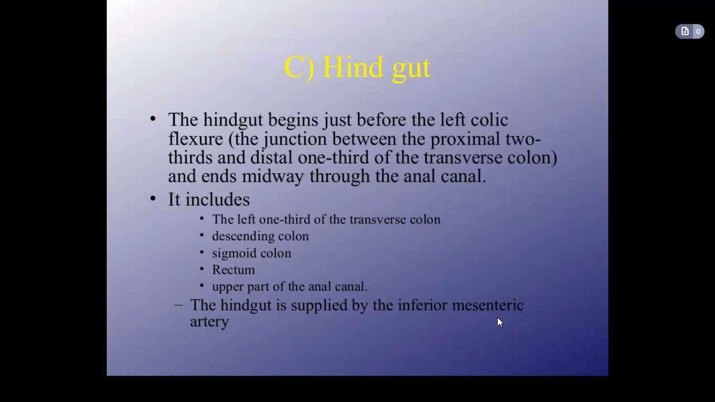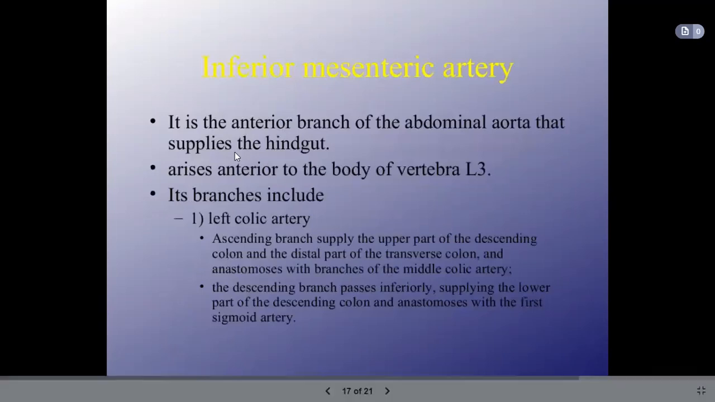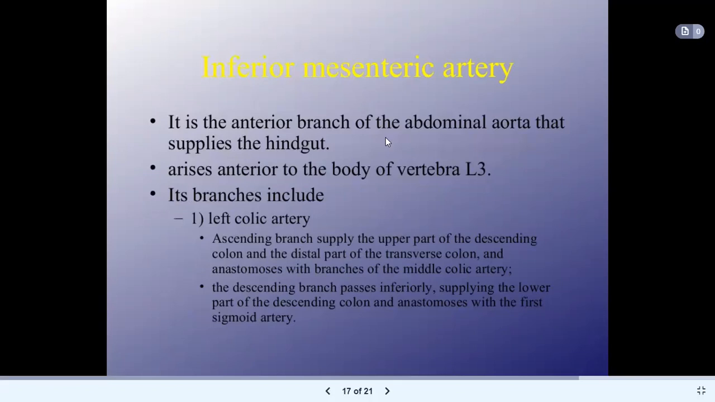Blood supply to the foregut is through the celiac trunk. Blood supply to the mid gut is through the superior mesenteric artery, and blood supply to the hind gut is through the inferior mesenteric artery. So let's see. The inferior mesenteric artery is the anterior branch of the abdominal aorta that supplies the hind gut. It arises anterior to the body of L3 vertebra.